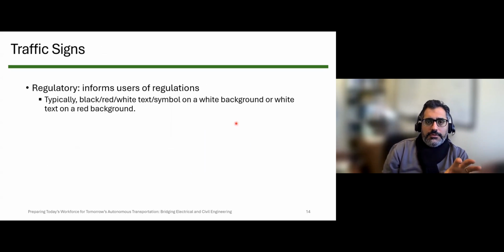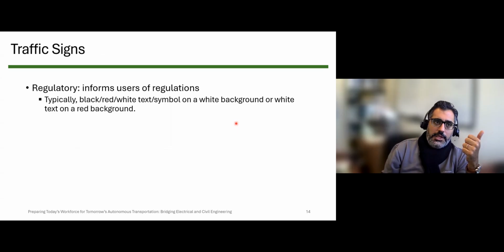Now that we know about the principles, and the ways that we use to communicate the information, let's talk about each one of these three main TCDs, traffic control devices: traffic signs, traffic signals, pavement markings. And let's start with traffic signs. Based on MUTCD, traffic signs are divided into three categories.